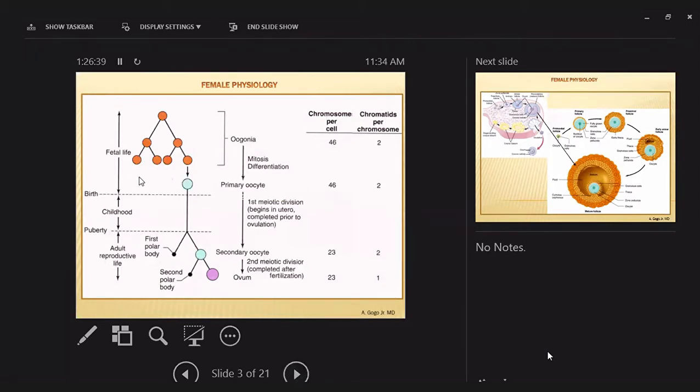So, in the fetal life of the female fetus, the oogonia will develop. There is mitosis and differentiation. So upon birth, the primary oocyte is already formed. And this has 46 chromosomes and 2 chromatids per chromosome.